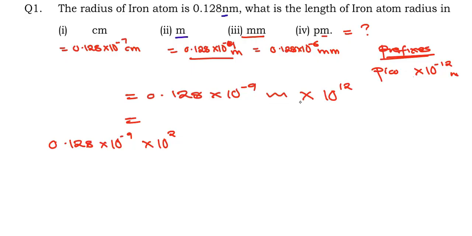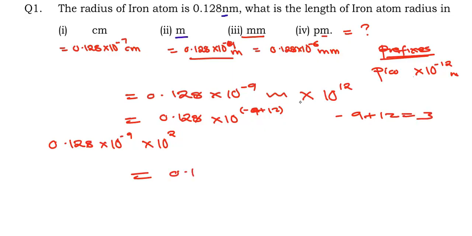So we get our answer to be 0.128 multiplied by 10. Now we are adding the powers, negative 9 plus 12. So what we get at the end, negative 9 plus 12 is 3. So we get 0.128 multiplied by 10 to the power 3 picometers. So this is the end of our today's tutorial.